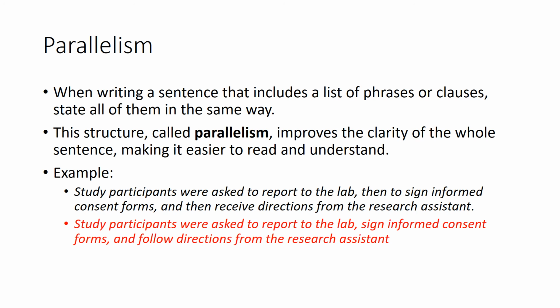When we look at the first sentence, for example, it says that study participants were asked to report to the lab, then to sign informed consent forms, and then receive directions from the research assistant, which does not all sound the same. Instead, writing it as "study participants were asked to report to the lab, sign informed consent forms, and follow directions from the research assistant" sounds less choppy and a little bit more streamlined. This type of writing is related to the methodology section of a research paper.